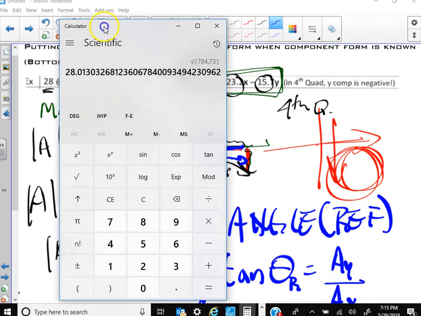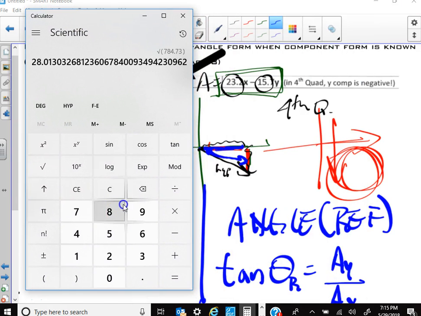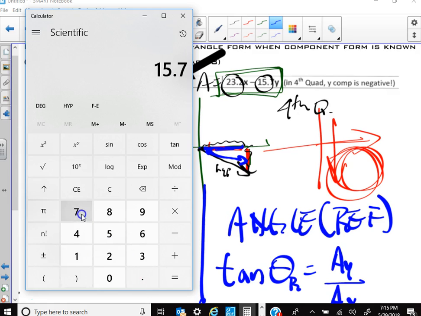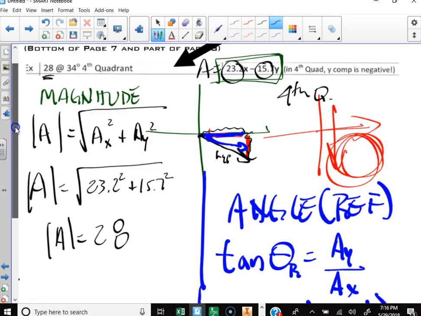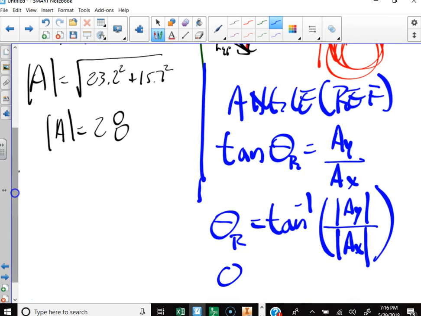We will first do the y component, 15.7. Notice I'm ignoring the negative. Divided by 23.2. And then do the second or inverse tangent of that. You can call it 34.0, 34.1, or just call it 34 degrees is fine. And just like we would expect, the reference angle is 34 degrees.